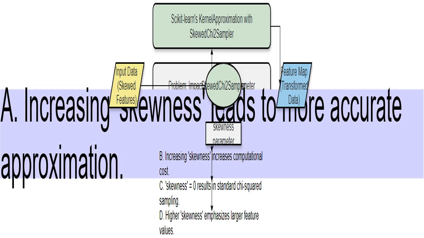Increasing skewness doesn't automatically guarantee a more accurate representation. The best skewness value depends on your data. Sometimes it helps, sometimes it doesn't. It's a trial and error situation.